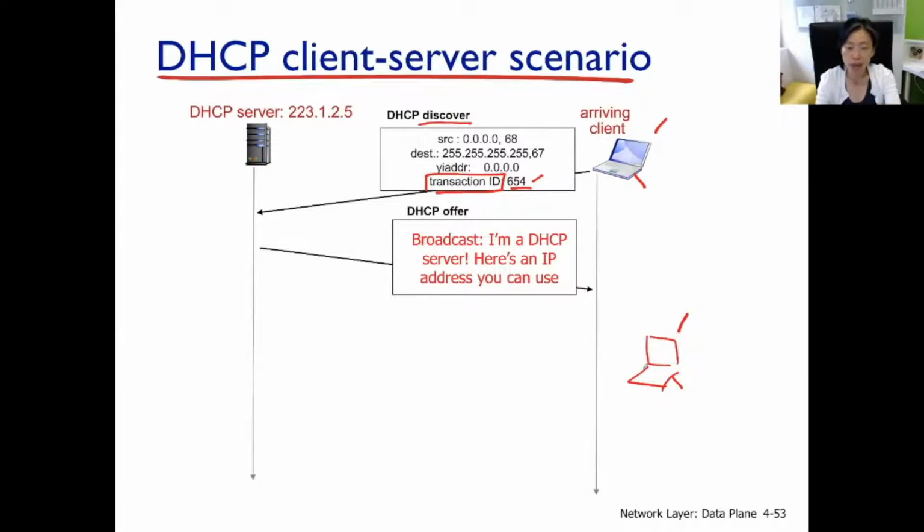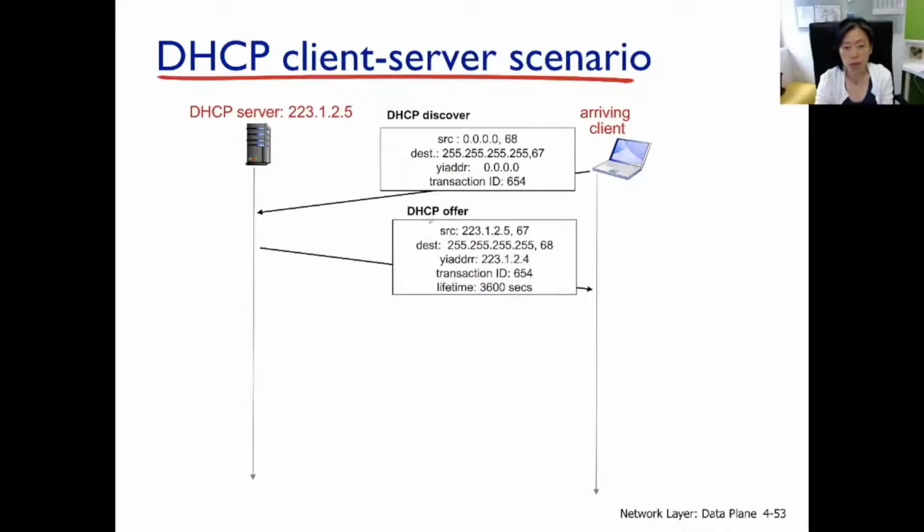And to respond to the discover message, the server sends the offer message. Okay, so this is saying, I'm here. And here's an IP address you could use. And inside the offer message, you see the source being the server's IP address. Destination, again, the broadcast address, because the arriving client doesn't have an IP yet, but will still receive a message going to the broadcast IP address because everyone on the subnet will receive such a message. And we see here, the server is offering this IP address to the client.